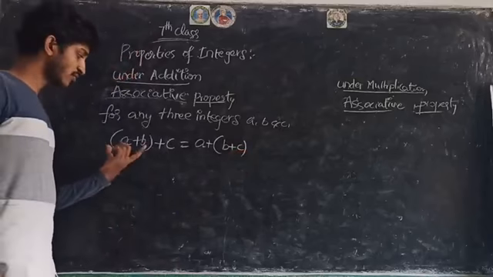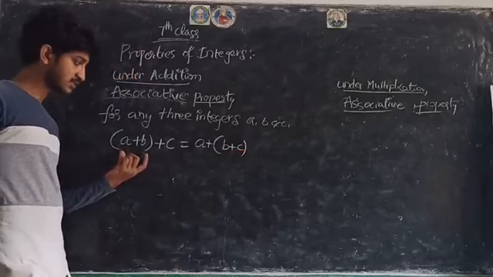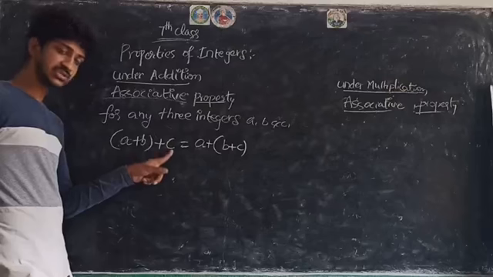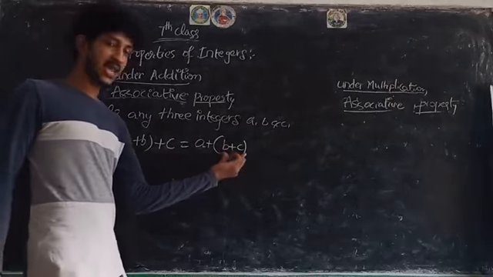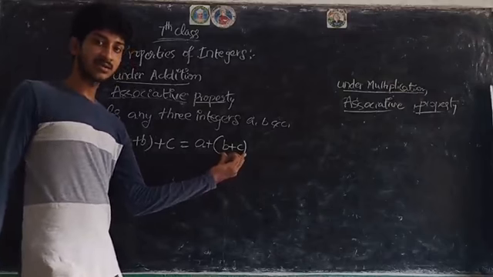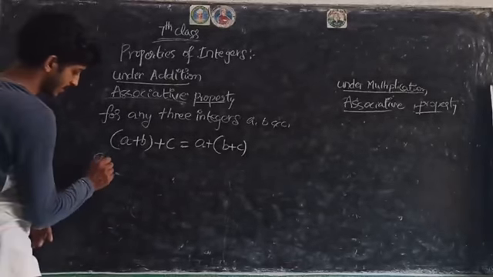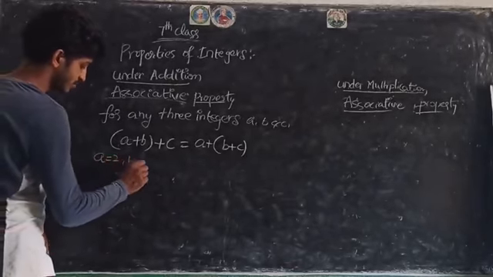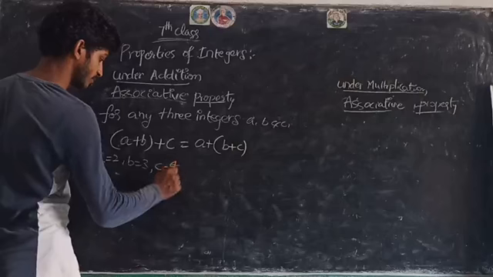In this we have to first add these two integers and we get a sum, and that sum we have to add to c. In this, first of all we have to add b and c and add that answer to a. See, here I am taking an example: a is equal to 2, b is equal to 3 and c is equal to 4.